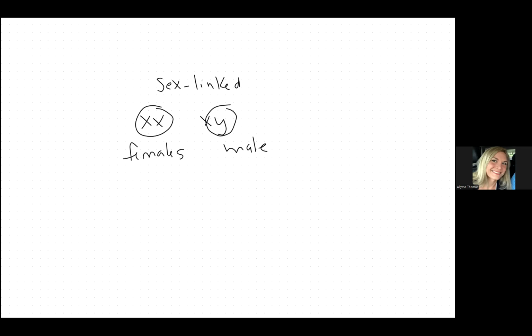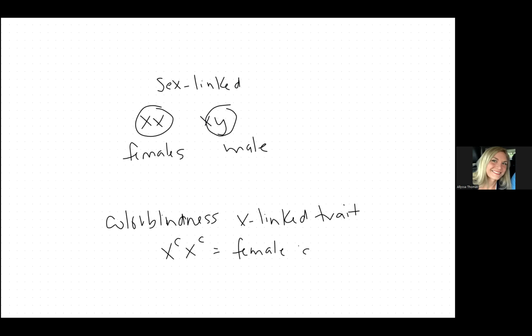So let me give you an example here. We're going to talk about color blindness. Color blindness is an X-linked trait. In order for a female to have color blindness, both of her X chromosomes have to be affected. But for a male to have color blindness, because he only has one X, the probability goes up quite a bit that he could potentially be colorblind.